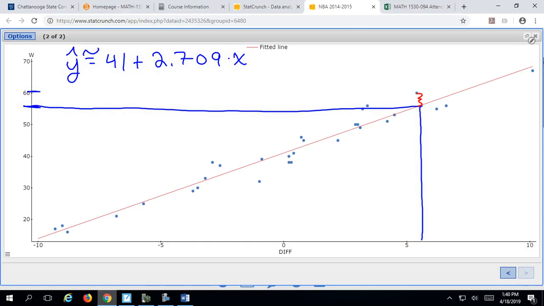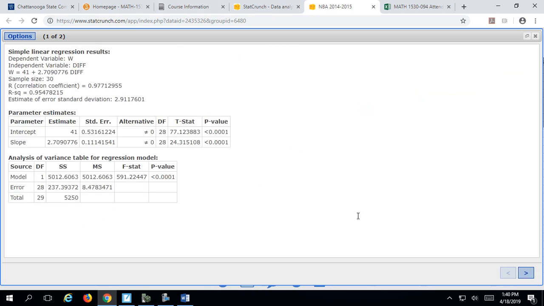In StatCrunch, it's in a funny place, but right here is that sum of the squared residuals. So you've got SS, that stands for sum of the squared, and then error, sum of the squared error. And it's not very clear that that's what that is, but that guy is the sum of the squared residuals.